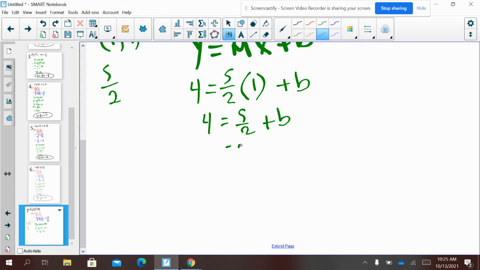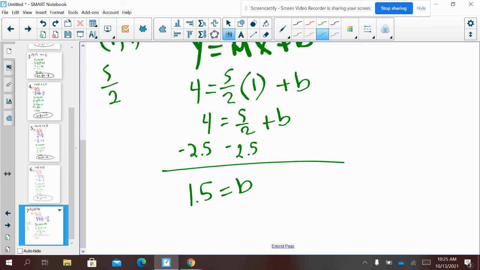So if I take it away, I can take away 2.5 from both sides. Right? Let me double check on my calculator. 5 divided by 2. Yes, it's 2.5. So when I take 2.5 away from 4, I'm left with 1.5. And so that tells me that my y-intercept is 1.5.